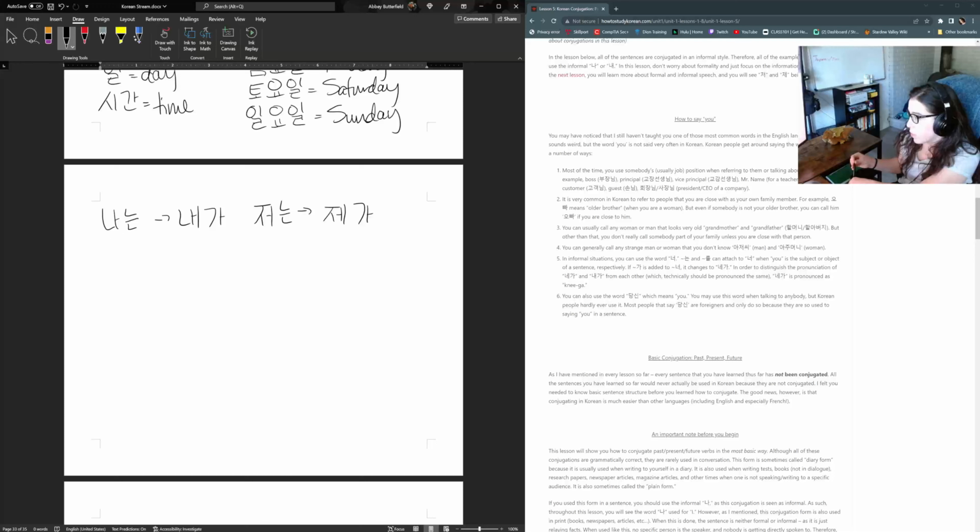In informal situations, you can use the word 너. So 너는, 너를 can attach to 너 when you is the subject or object of the sentence. Respectively, 가 is added to 너 and changes to 네가. In order to distinguish the pronunciation of 내가 and 네가 from each other, well, technically they should be pronounced differently. 네가 is pronounced as 니가. I think they're pronounced exactly the same.